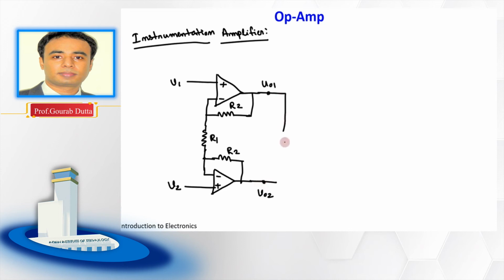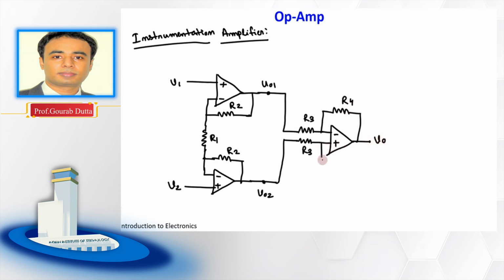And after that we are connecting two resistances. Both are R3, right? Through which R3 and R3 we are feeding this to this op amp, right? If you look at this part, then you will see that this part is nothing but the difference amplifier, right?